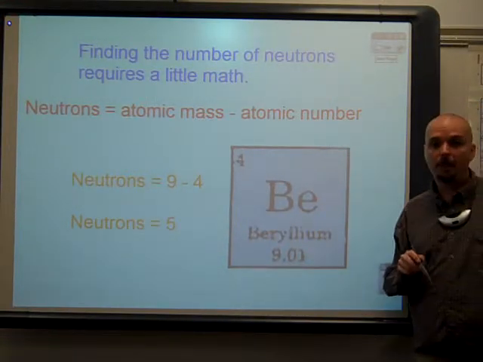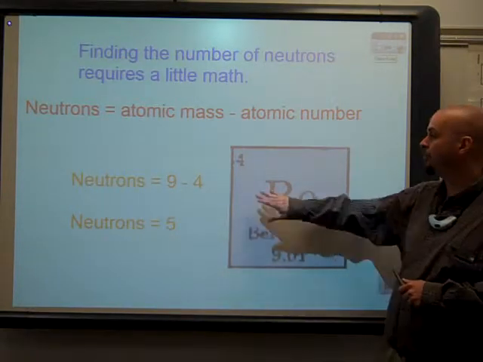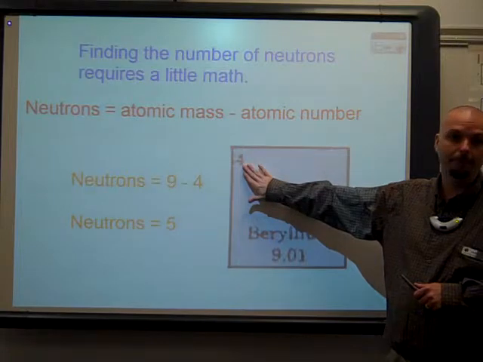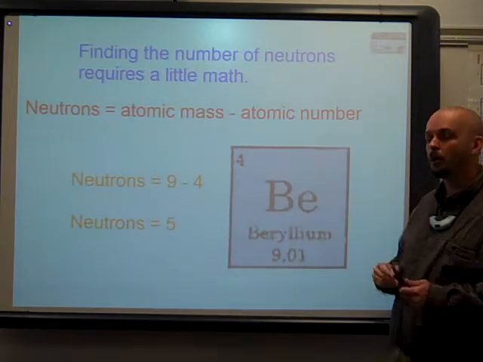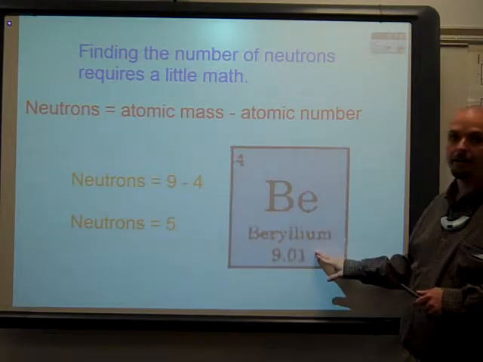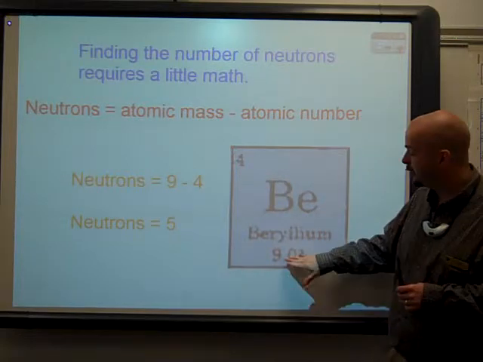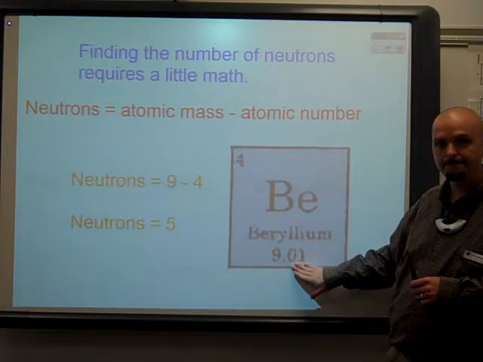If we want to know how many neutrons we have, we've got to do a little bit of math. Again, protons easy, it's right there. We have 4 of them. Total number of particles in the nucleus, real easy. It's right there, there are 9 of them. If we want to do the number of neutrons, we have to do a little math with these 2 numbers.